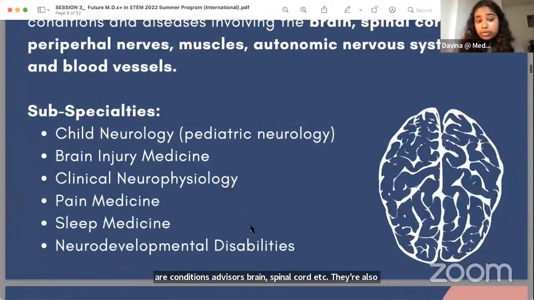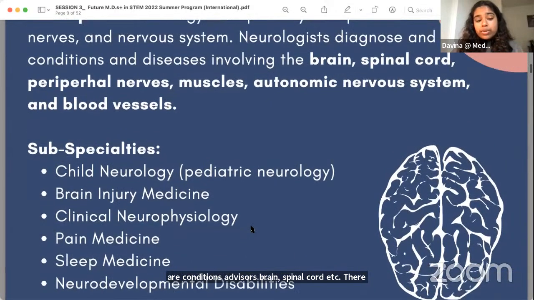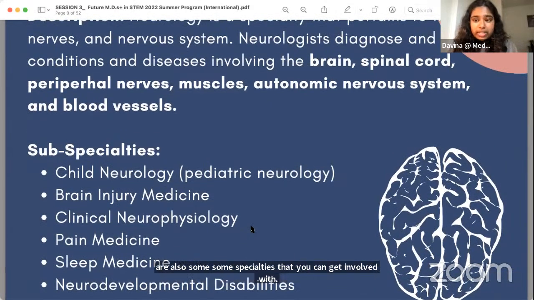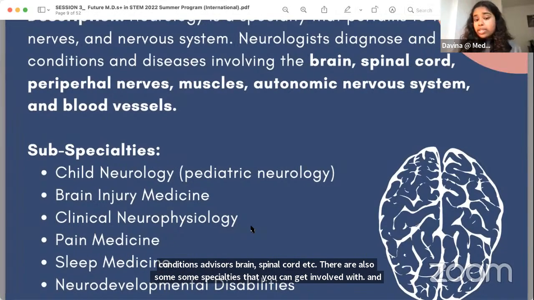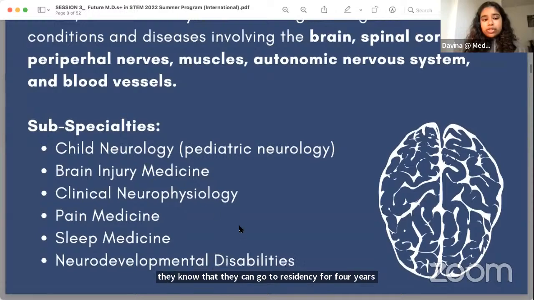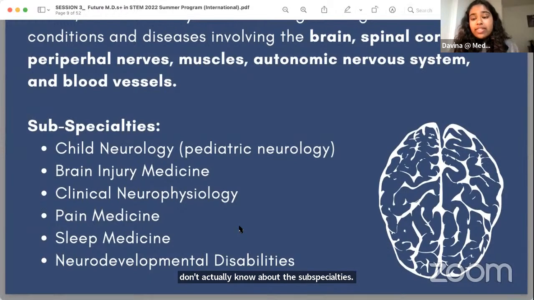There are also some subspecialties that you can get involved with. And these are some subspecialties that people don't often know about, because they know that they can go to residency for 4 years for neurology to become a neurologist, but then they don't actually know about these subspecialties. If you remember Becky from our first session, she's a child neurologist. So she specialized in neurology, and then she subspecialized in pediatric neurology. You could also do brain injury medicine, clinical neurophysiology, pain medicine, sleep medicine, or perhaps you could subspecialize in neurodevelopmental disabilities. So there are a lot of options for you after you specialize.